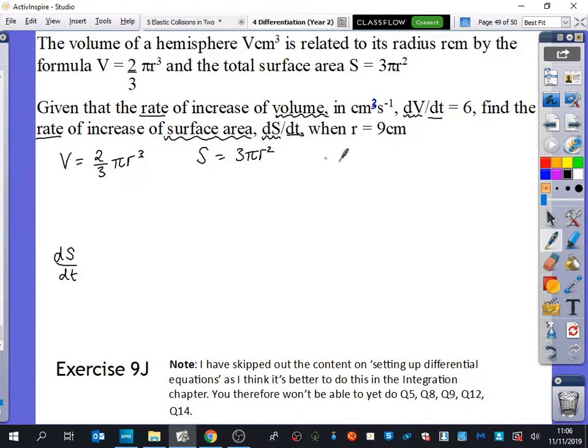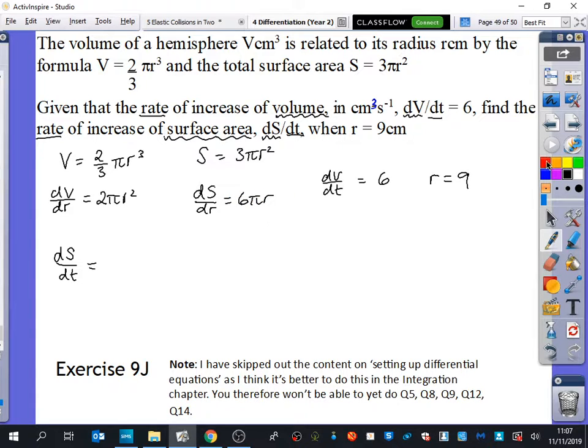We've already been told some other facts. We've been told that dV/dt is equal to 6, and we've been told we're trying to find it when the radius is equal to 9. Before I even dive in, what do we usually do with these two formulae? Differentiate them. So if I differentiate this, I will get dV/dr. What does that differentiate to? Good, 2 pi r squared, and this will differentiate to dS/dr, which is just 6 pi r.